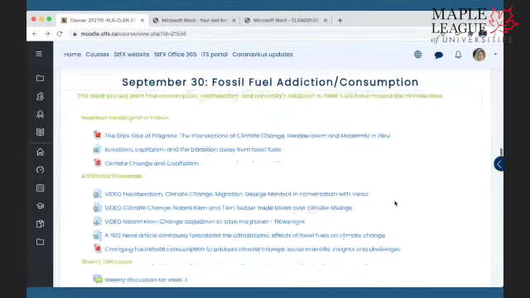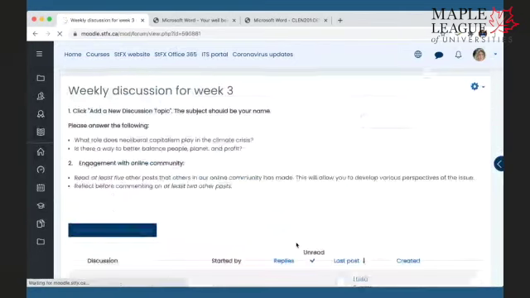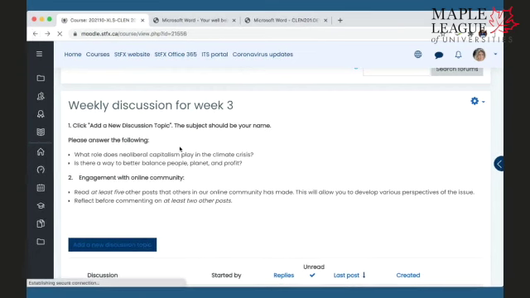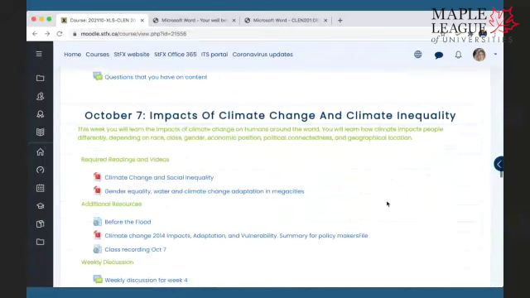So we talk about that, and again, the same kind of weekly discussions happen. What role does neoliberal capitalism play in the climate crisis? And then I start to think about balancing people, planet, and profit. So these are pretty depressing topics, actually. And then we go on to talk about the impacts of climate change and inequality, and looking at how people of different classes, gender, and race are impacted by the climate crisis differently.